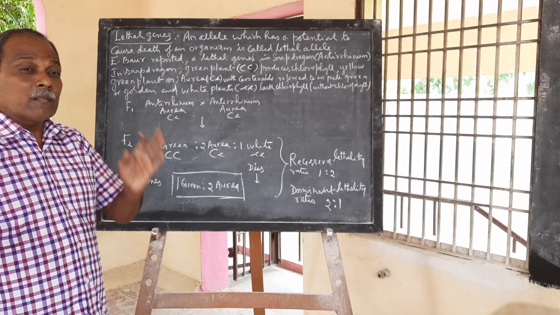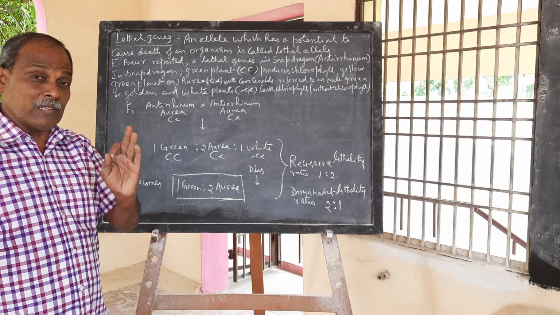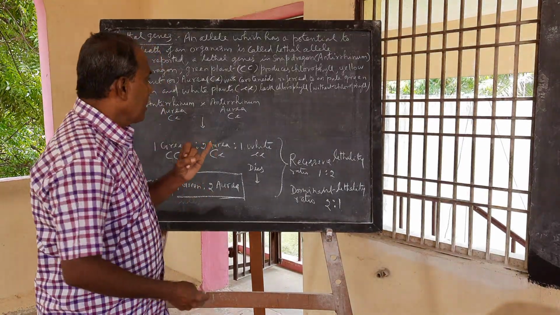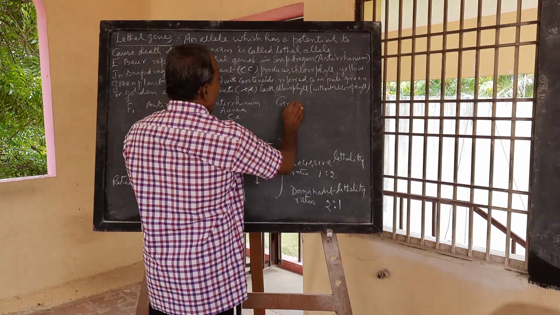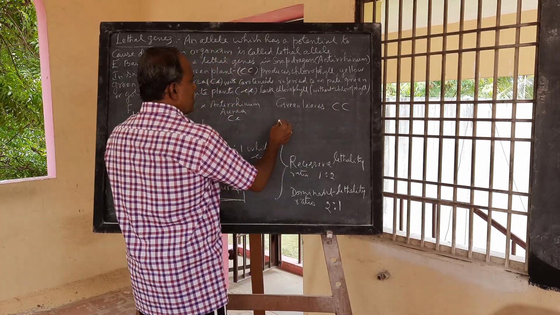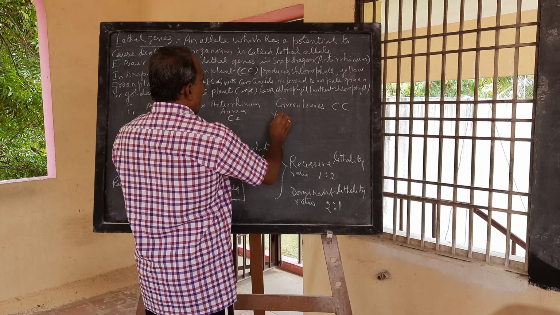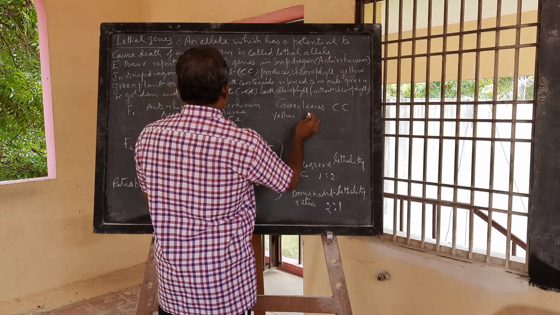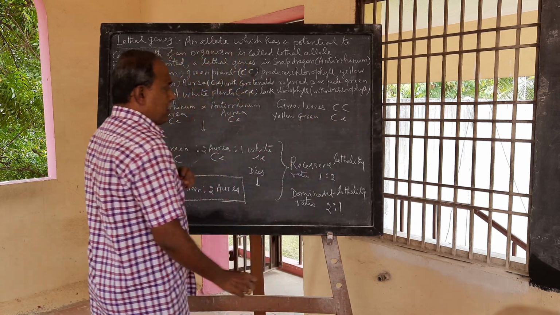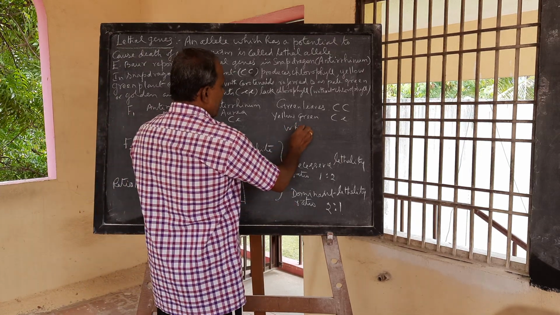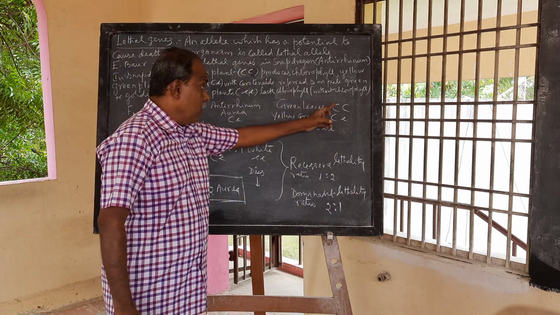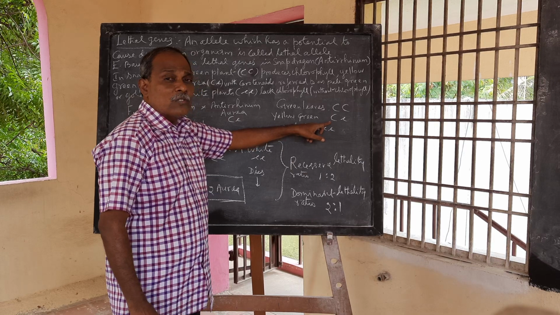In snapdragon, there are 3 kinds of plants having 3 kinds of leaves. One kind of plant with green leaves. Green leaves in the sense dominant genes, capital C, both the dominant genes. Then next one about yellow-green. Yellow-green is a hybrid having heterozygous condition. The next one about white, small c, homozygous recessive. Green is homozygous dominant, white homozygous recessive, and yellow-green heterozygous.